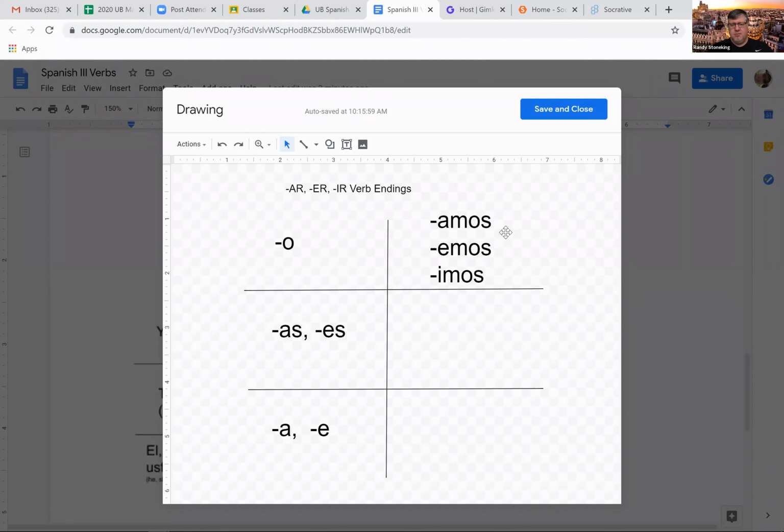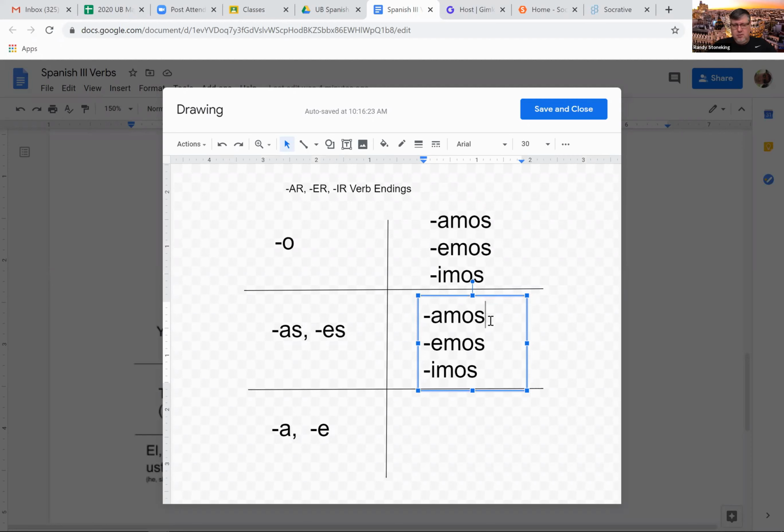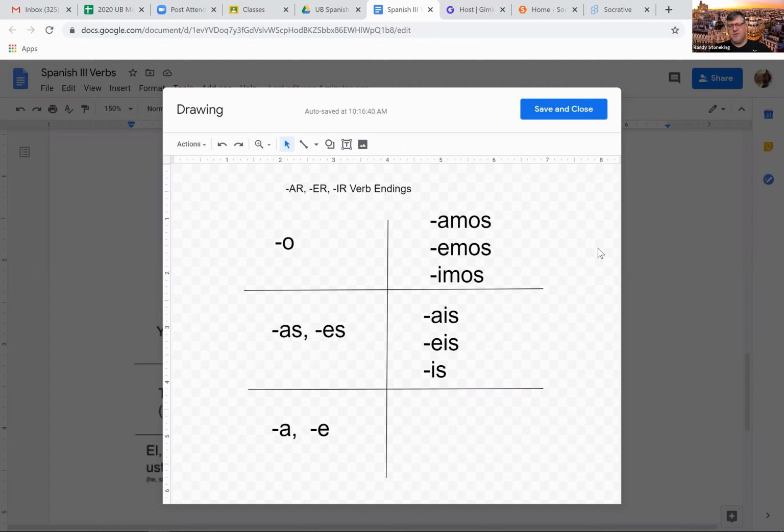We have the same stipulation for the vosotros form, you all or y'all. Let's copy this and paste it. That one is AIS, for an AR verb. For an ER verb, it's EIS. And for an IR verb, it's IS. Ais, eis, is.